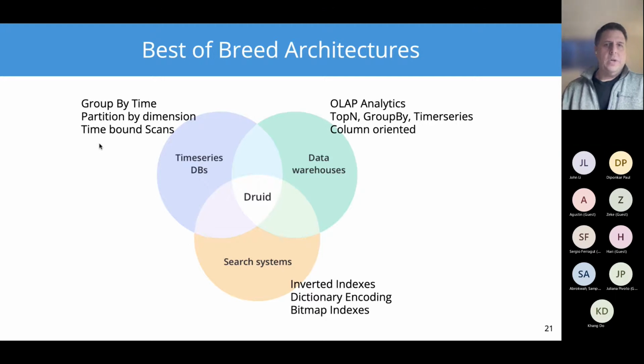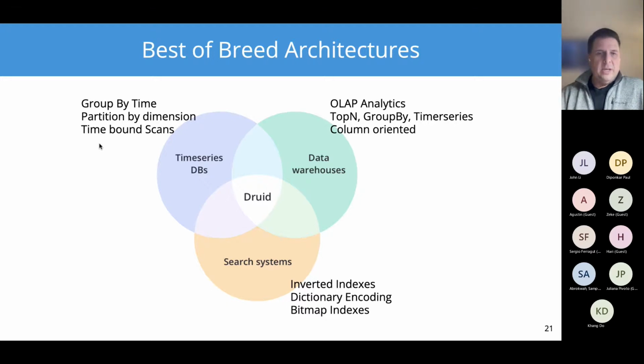So, OLAP analytics for top-N and group by and time series, right? Those are three different query styles. Column-oriented stores have been around for a long time. There were a lot of good trailblazers that showed how to do OLAP analytics, right? But now you had things like time series databases that are partitioned by time, time bound, and grouping the data by time so that you could do file pruning and use fewer resources during the search. And then search systems, right?